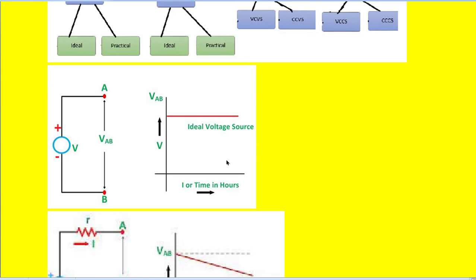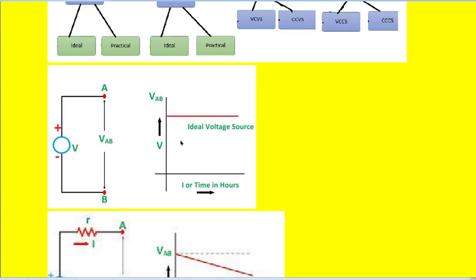So let me consider first what is the ideal voltage source. Ideal voltage source will have zero internal resistance like this. So there is no resistance in series with the voltage source. Whatever voltage is available across the source, the same will be available across its terminals.